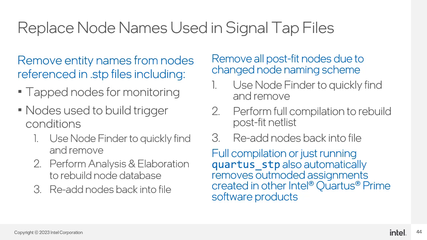To do this, use the node finder to quickly find and remove nodes that include entity names. Run analysis and elaboration, the first stage of synthesis, to rebuild the node database, and use the node finder again to add the nodes back into the file.